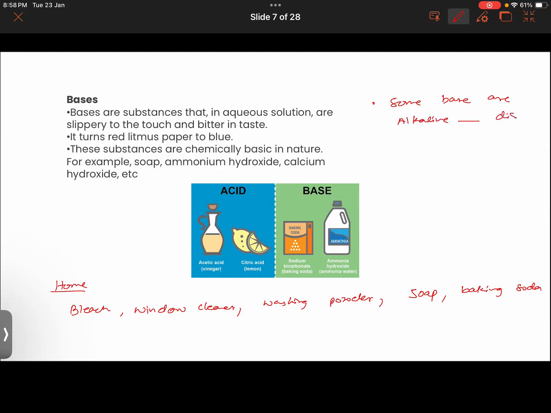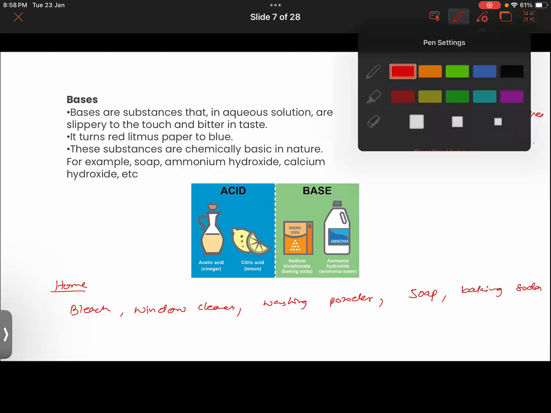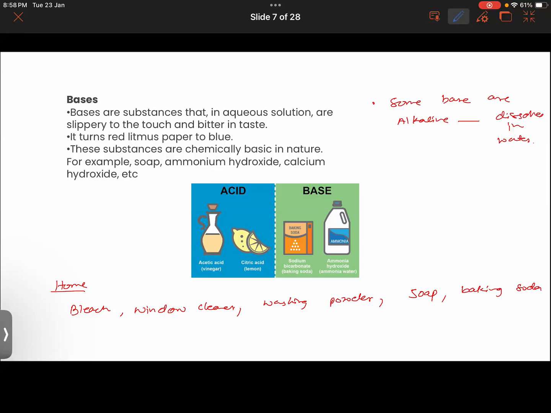That means dissolves in water. So what we say here now is that all alkalis are bases, but not all bases are alkalis. Let me repeat: all alkalis are bases, but not all bases are alkalis. Getting what I'm trying to say? Yes. All alkalis are bases, but not all the bases are alkalis. Getting it now, Chakrika and Sandus?